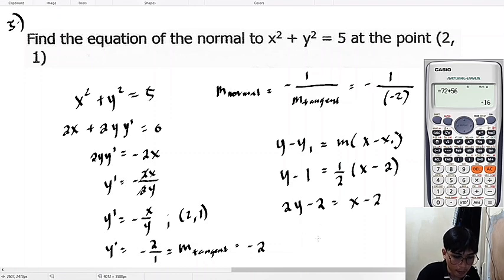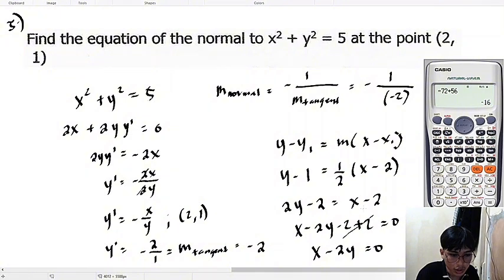And then let's simplify. So we have here x minus 2y. If we move it to the right side, we multiply by negative 1. So we have here x minus 2y. And then negative 2 moves over, it becomes positive 2. So negative 2 plus 2 equals 0. So cancel negative 2 plus 2. So we have here x minus 2y is equal to 0. So meaning, this will be your equation of the normal line.